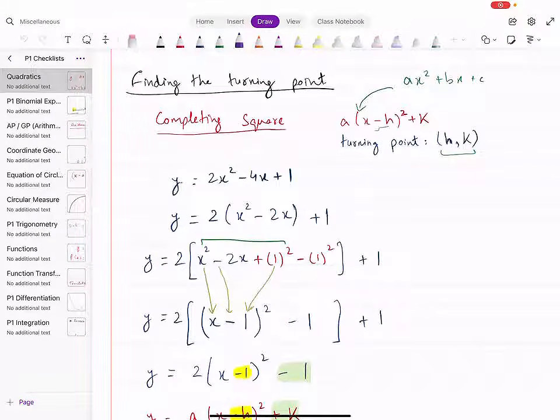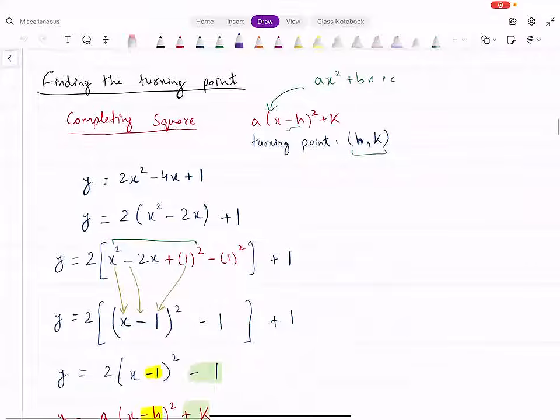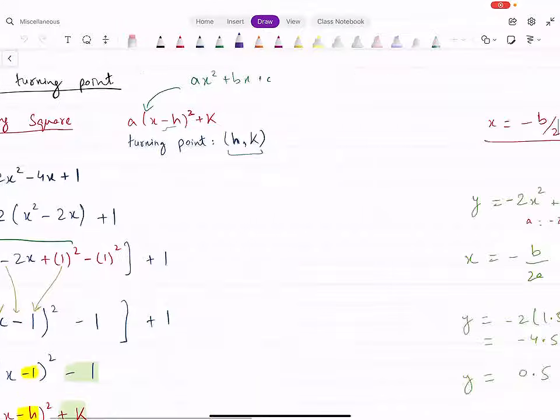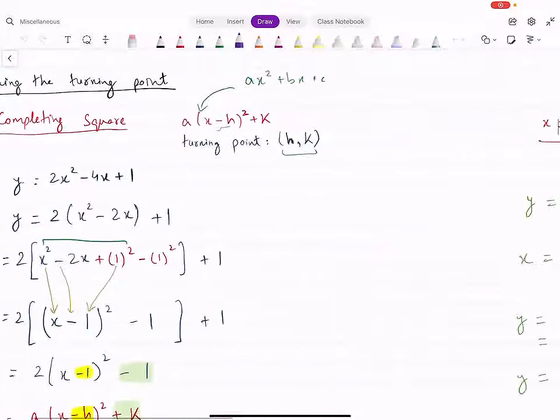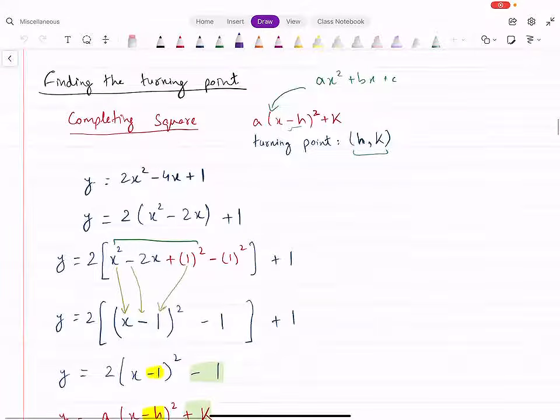Turning points कैसे find करते हैं? You can find turning points using completing square. You can find turning points using this method, x equals minus b over 2a. ये दोनों methods आपको आने चाहिए. Completing square process आपको पता होना चाहिए.